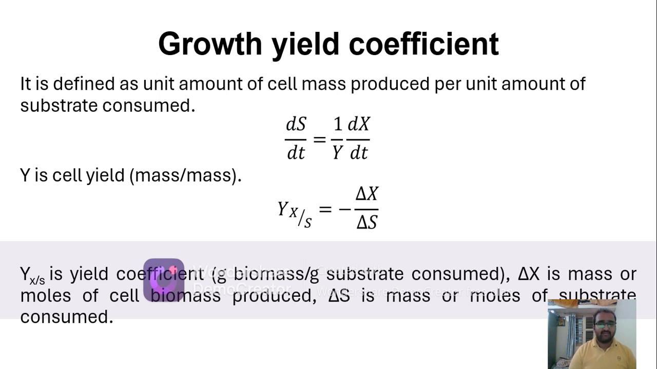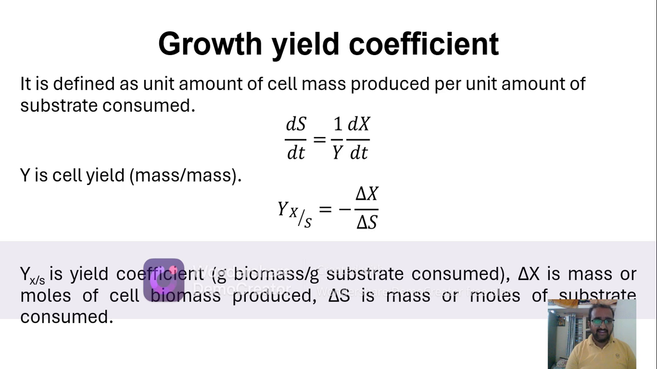So once a substrate is utilized, the cell is going to produce biomass along with the product. To what extent the substrate supplied is converted efficiently to biomass or product is expressed in the growth yield coefficient. It is defined as the unit amount of cell mass produced per unit amount of substrate consumed, that is nothing but dx by dt is equal to 1 by Y into ds by dt.